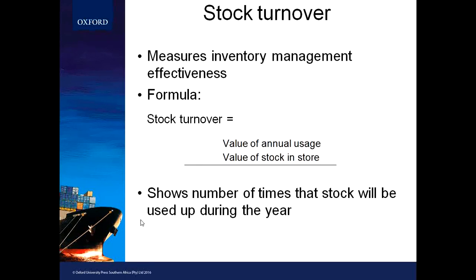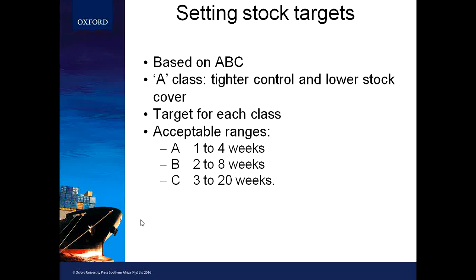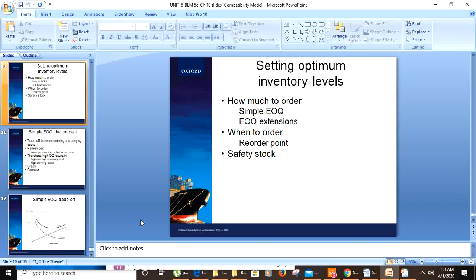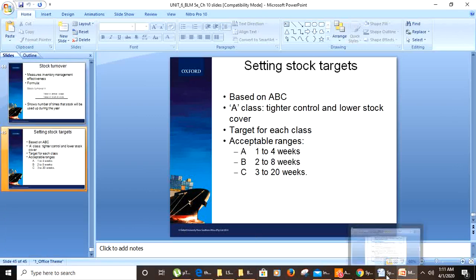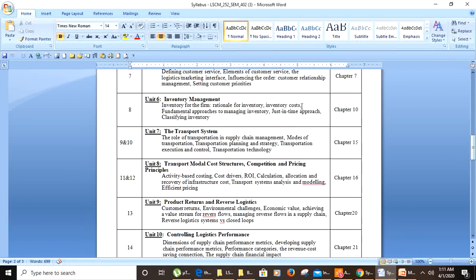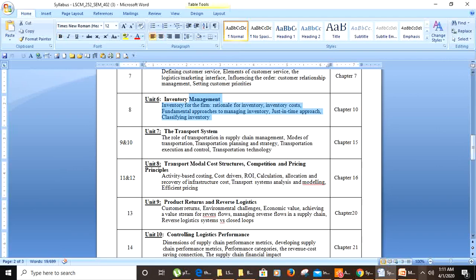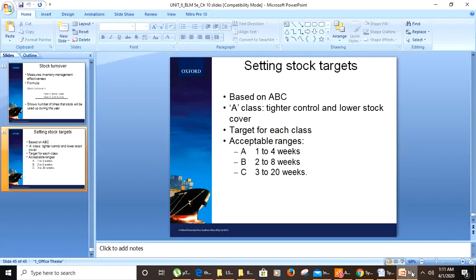So I think we come to the end of this talk. Students, please go and check all the slides, that is 3, 4 and 5, because let me give you a small look at the syllabus. Here, if you see, inventory cost, inventory firm, rational inventory approaches and just-in-time approach, classifying inventory, that's all we have. So I would not ask you to waste your time other than that.